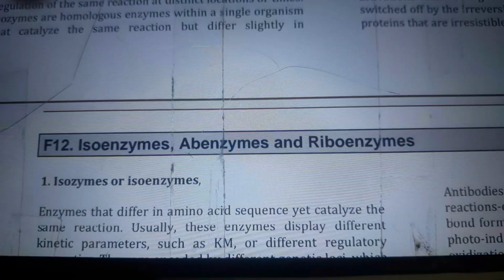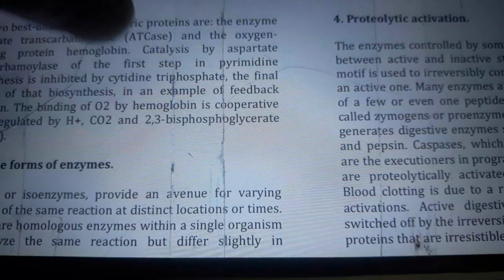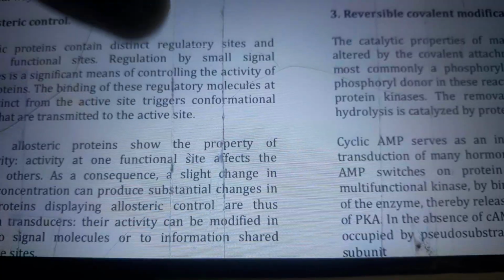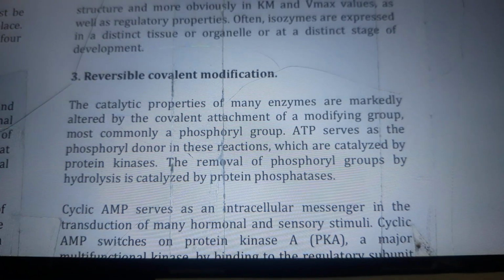Multiple forms of enzymes. Isozymes or isoenzymes provide an avenue for varying regulation of the same reaction at distinct locations or times. Isoenzymes are homologous enzymes within a single organism that catalyze the same reaction but differ slightly in structure and more obviously in Km and Vmax values as well as regulatory properties. Often isoenzymes are expressed in a distinct tissue or organelle or at a distinct stage of development.